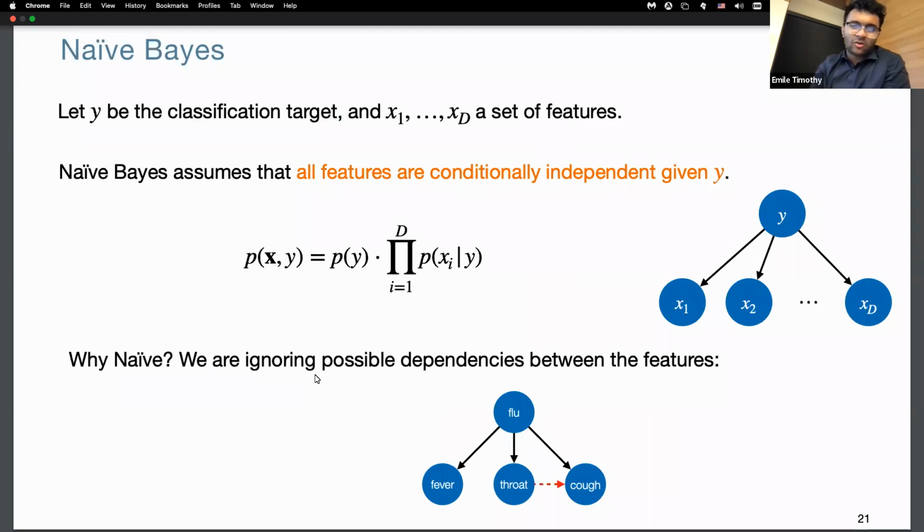And in the naive Bayes algorithm, let y be the classification target and x1 to xd be a set of features. What naive Bayes does is it assumes that all features are conditionally independent given y. So what this means is that you have a vector x1 to xd, and you're assuming that every entry in this vector is independent of the other entries in this vector. In this case, the probability of x and y is written as the probability of y times the product of the probability of xi given y for every xi here. And this only works because you're assuming independence. It is called naive because we're ignoring possible dependencies between the features.